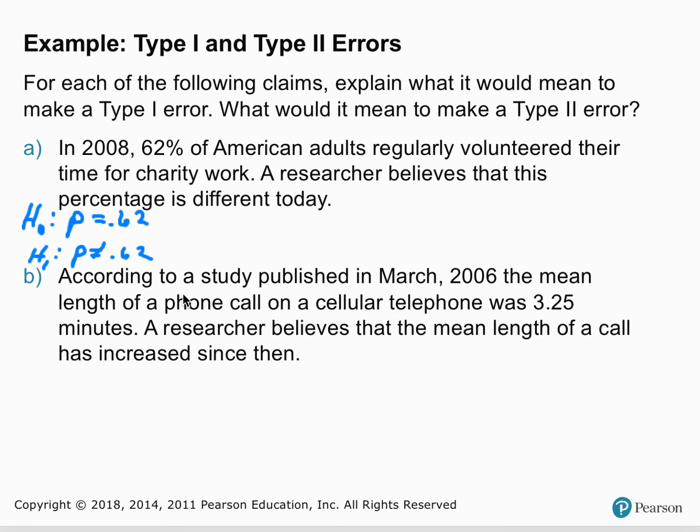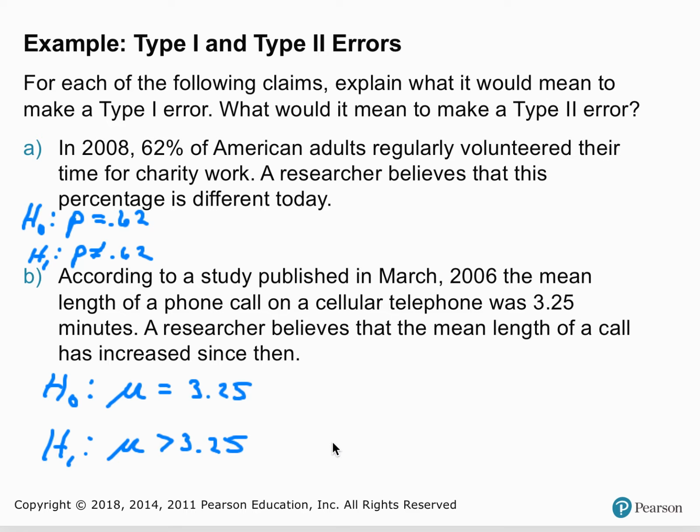According to a study published in March 2006, the mean length of a phone call on a cell phone was 3¼ minutes. A researcher believes that the mean length of a call has increased since then. Now we're talking about mean. Okay, the null hypothesis is always equal. Alternative hypotheses are new suspicion. And this time he says it's increased. He believes, he's trying to prove that it's increased.